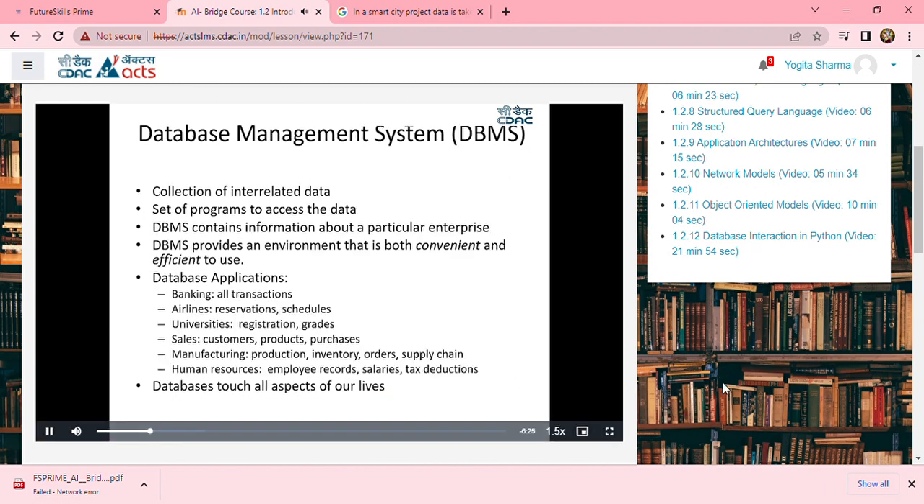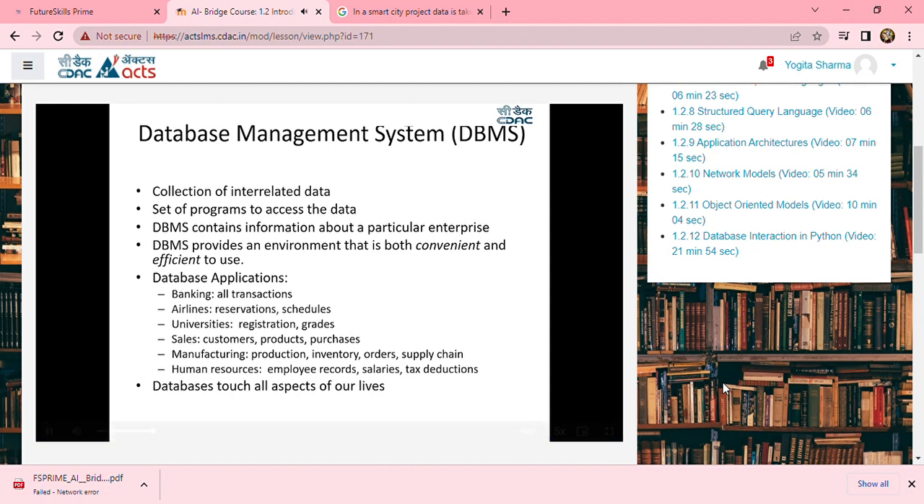Now, first of all, before we enter into this, let us understand what a database management system is. So a database management system is a mechanism to collect the data. Hence, it gives you the functionality of collection of interrelated data. It sets a program to access the data. For example, if I have a query on how many participants do I have in this particular session, a set of programs is developed to access the data.